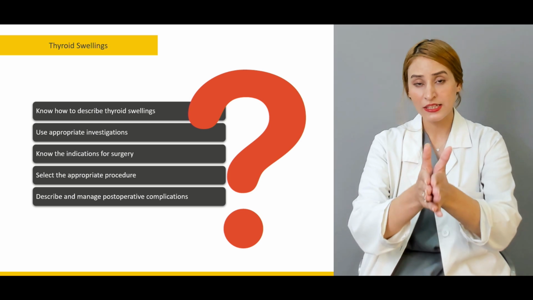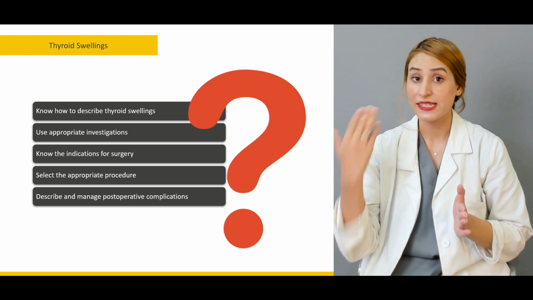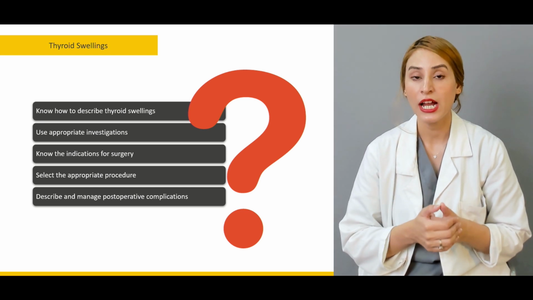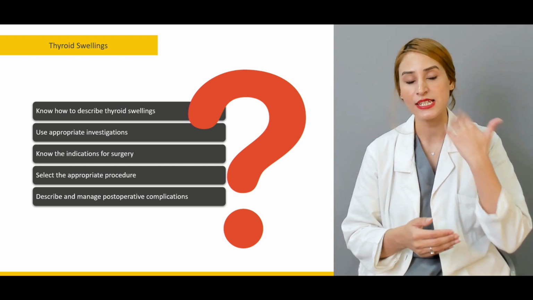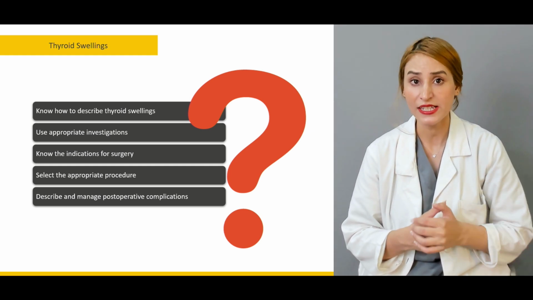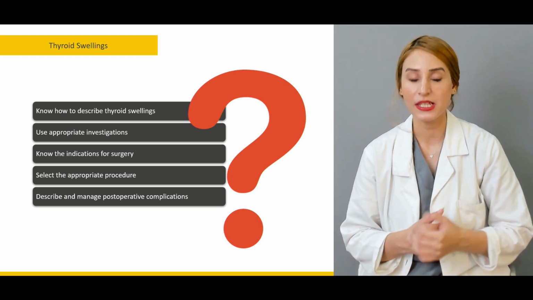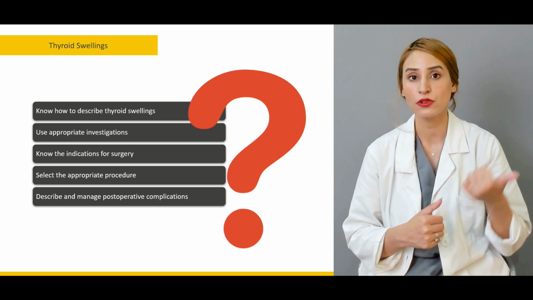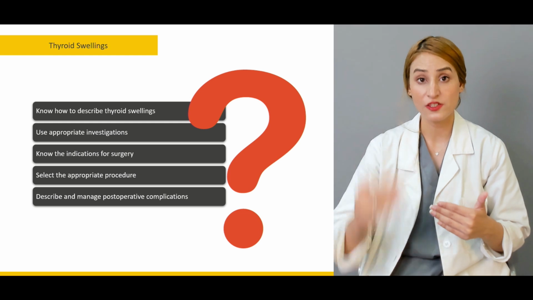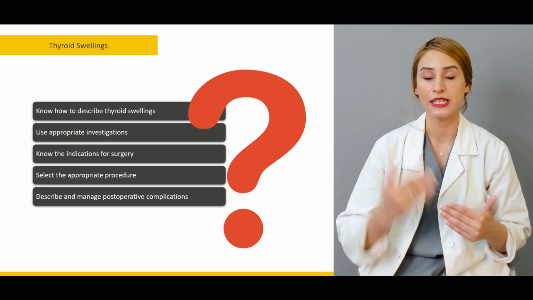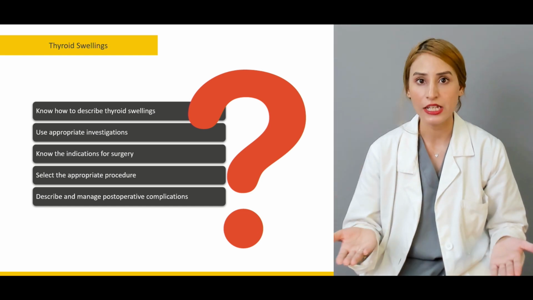So this was the thing you need to ask in the history, and then you will examine the patient. You will ask the patient to protrude his tongue to see if the swelling is a thyroglossal cyst or a thyroid swelling. If the swelling is moving with protrusion of the tongue, this is a thyroglossal cyst. Or if the swelling is moving with swallowing, you ask the patient to swallow, and if the swelling is moving with swallowing, then this is a thyroid swelling.